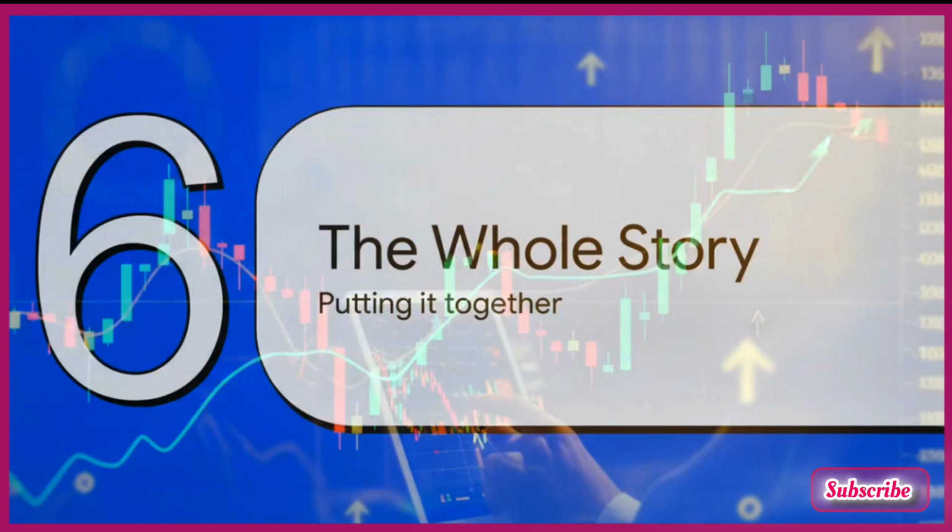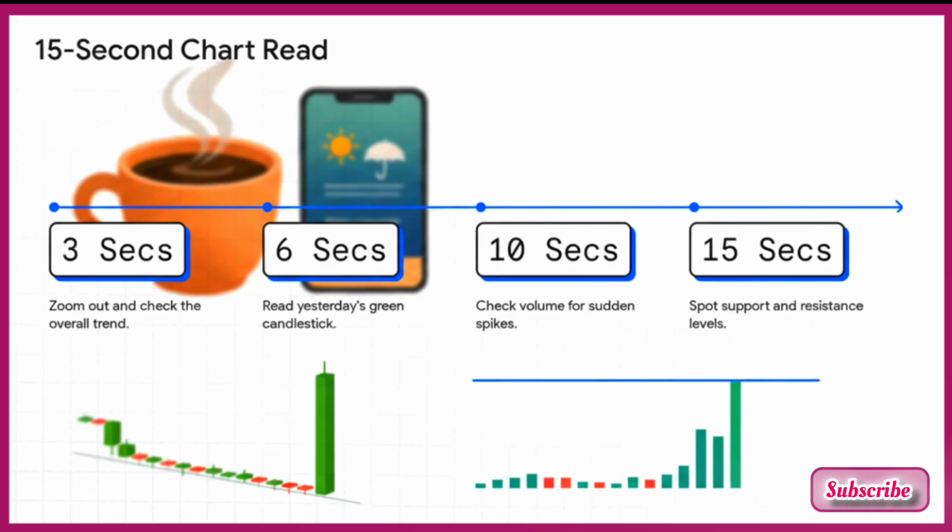Finally, Section 6. Reading the whole story. Okay, let's pull all of this together into a practical Tuesday morning routine so you can see just how fast and seamless this becomes. Imagine you're making your morning coffee and you pull up a stock chart. In the exact same 15 seconds it takes you to decide if you need an umbrella today, you can sweep this entire chart. 3 seconds to zoom out and confirm a sunny upward trend.